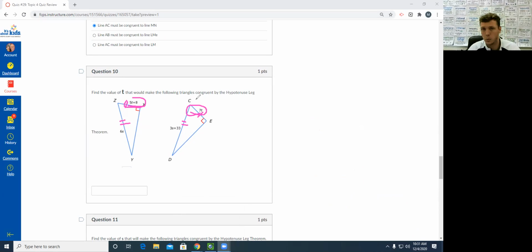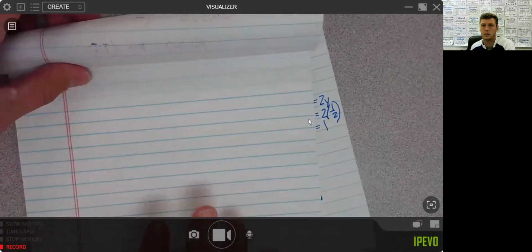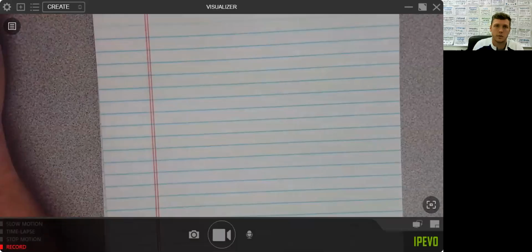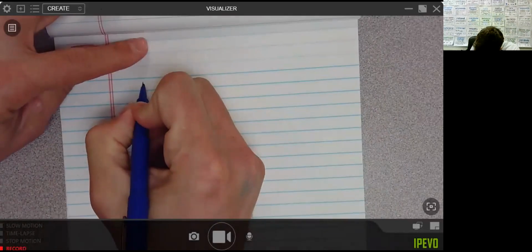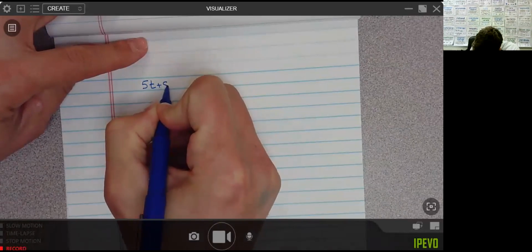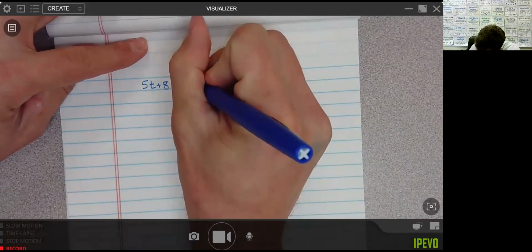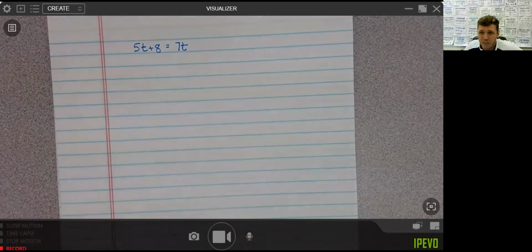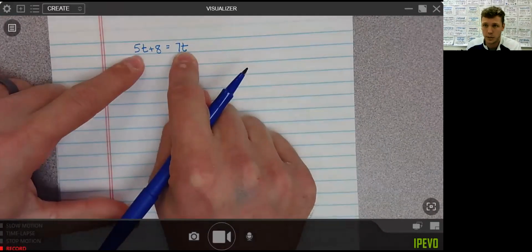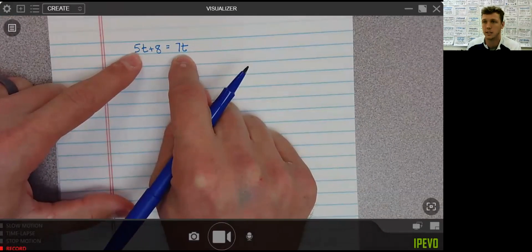So basically what we're going to do is take that expression, 5t plus 8, and set it equal to 7t, okay? So the question said, what value does t have to be in order for those triangles to be congruent? So those two expressions are equal because the legs are congruent.